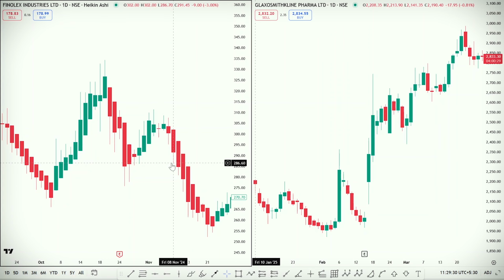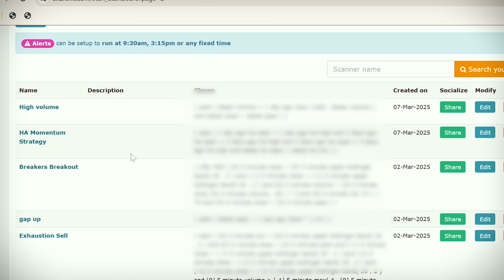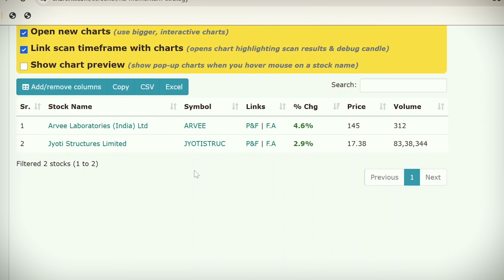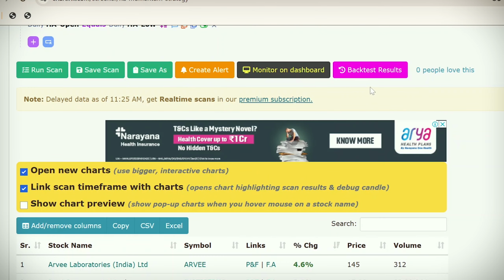So now the question is, how do we identify this kind of setup in all the stocks trading on NSE India? For that, I have developed a scanner. If you observe here, the Heikin Ashi momentum trading strategy: with just one single click, the scanner gets executed. You can easily identify the stocks.